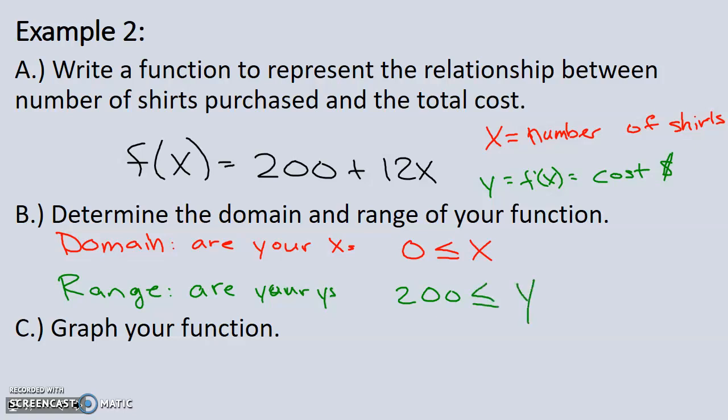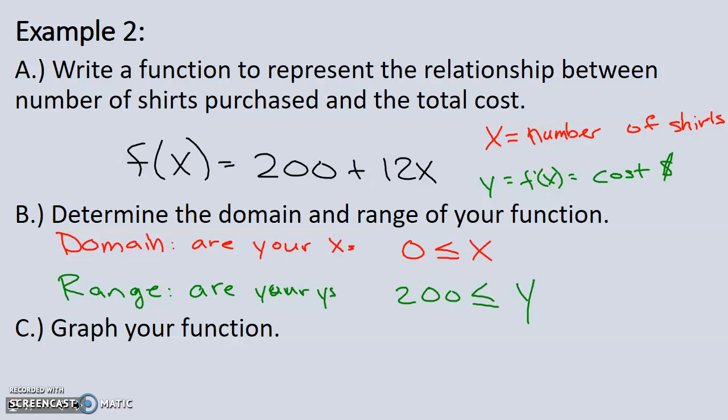But then anything greater than that works as well, because maybe they buy 1 shirt, so now it's 200 plus 12. They buy 2 shirts, 200 plus 24. And it goes up and up and up, but it at least starts at 200, even if they buy no shirts at all. Take a second to graph your function.